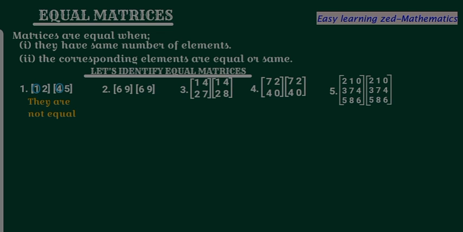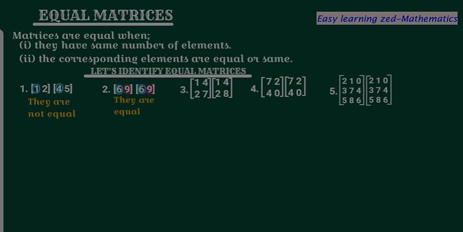Now let's come to the second point, where the corresponding elements should be equal or the same for the matrices to be equal. Let's check the element that occupies position 1,1. Position 1,1 in the first matrix is 6, and in the second matrix it is also 6. Let's check the element that occupies position 1,2. In the first matrix it is 9, and in the second matrix it is also 9. Therefore, we can say these two matrices are equal, because they have the same number of elements and the corresponding elements are equal.